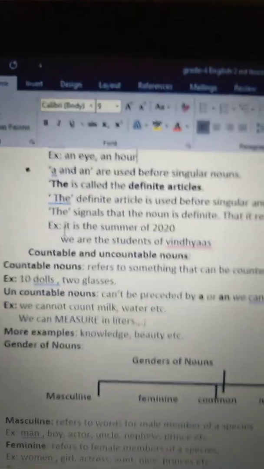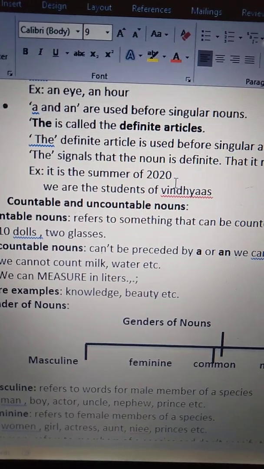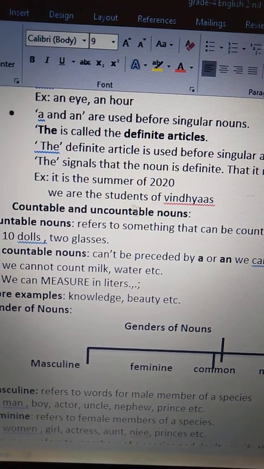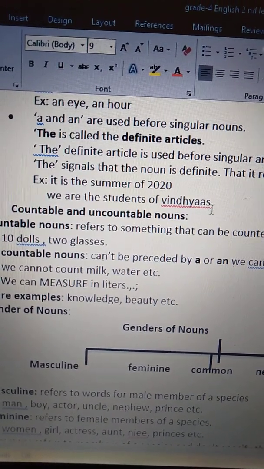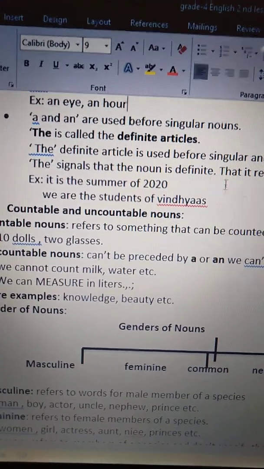For example, it is the summer of 2020. We are the students of Vindhya. So here the refers to a particular group.